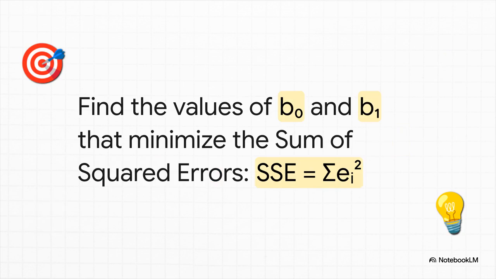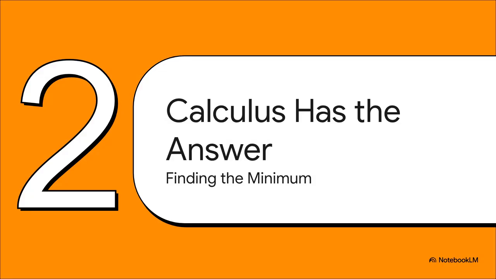So to put it all together in mathematical terms, here's our goal. We need to hunt for the specific values of our intercept, b0, and our slope, b1, that make the sum of all those little squared errors an absolute minimum. We're looking for that one perfect combination. So how on earth do we actually find that perfect combination? I mean, we can't just guess and check forever.